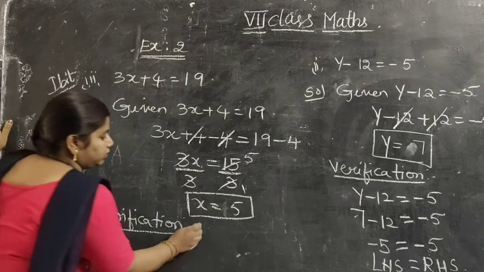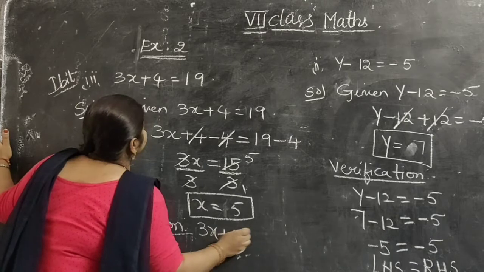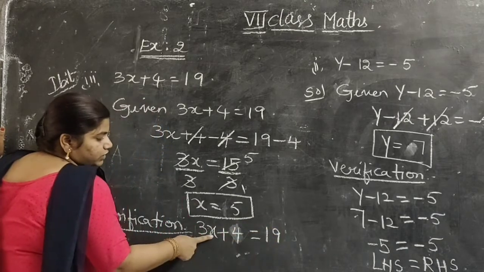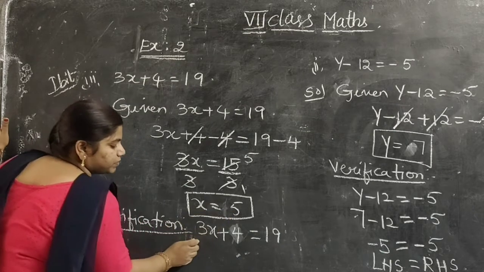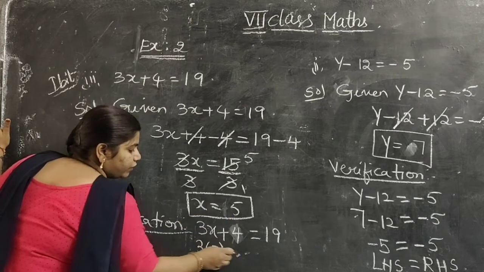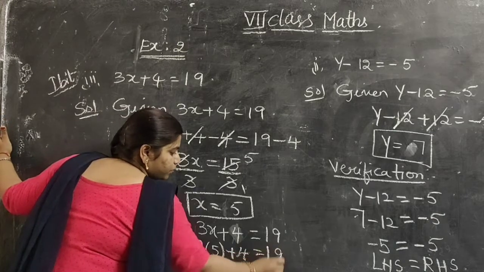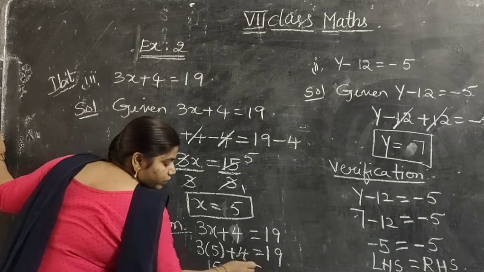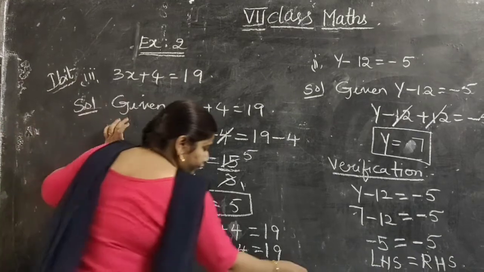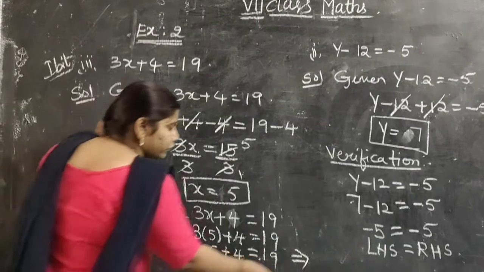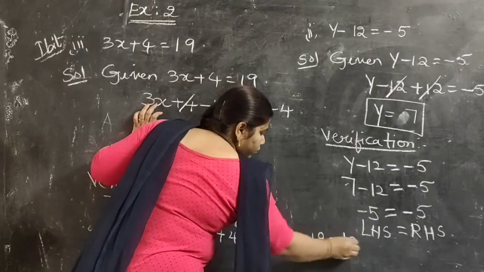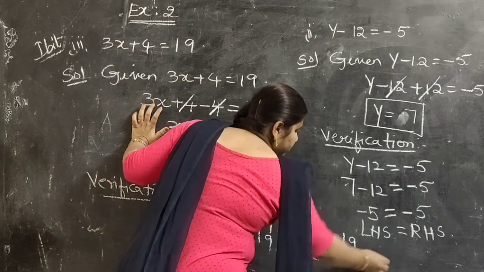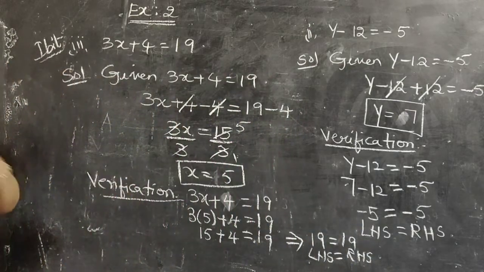What is the equation? 3x plus 4 is equals to 19. In place of x, which value do we substitute? 5. So 3 into 5 plus 4 is equals to 19. 3 fives are 15, plus 4 is 19. So 19 is equals to 19. The LHS part is equals to the RHS part. So the x value we got is correct.